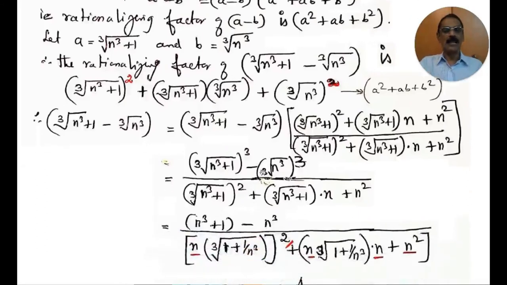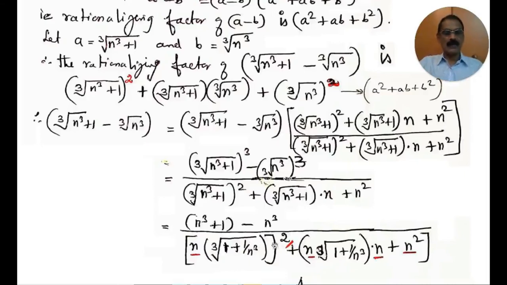Then we will get only n cubed plus 1. Here, cubic root of power 3, that is 3 and cubic root, get cancelled, we get only n cubed. In the denominator, we are going to take n cubed out from the cubic root. If we take n cubed out from the cubic root, it becomes n. Therefore, n into cubic root of 1 plus 1 by n cubed, plus. Here also we are going to take n cubed out from the cubic root. Therefore, it is n into cubic root of 1 plus 1 by n cubed. We have one more n here, plus n squared.